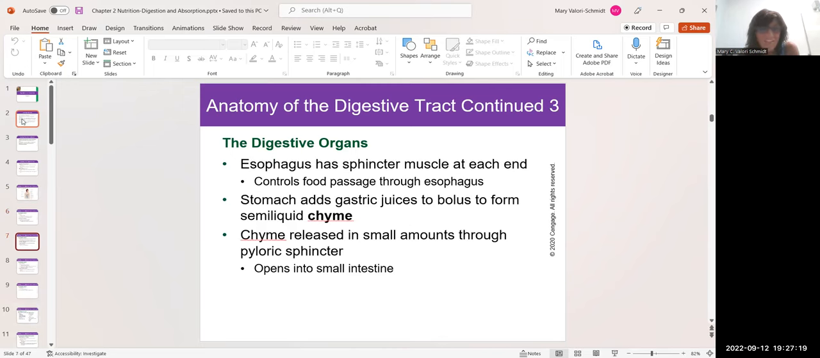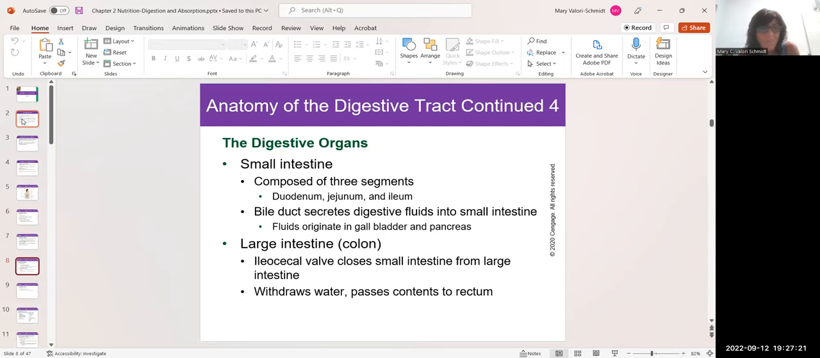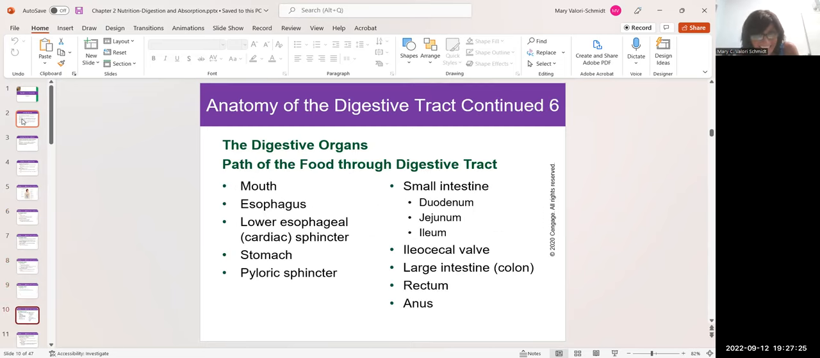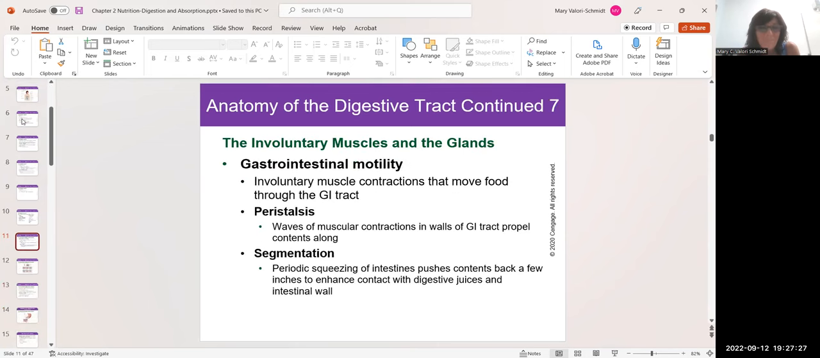Okay. The digestive organs. So we talked about the stomach, small intestine, the large intestine, the rectum, the anus. And now we're moving on to the involuntary muscles and the glands. When we talk about the word motility, it's almost like mobility. It means there are these muscular contractions that happen and they move not just food and drink, but air, through your digestive tract.